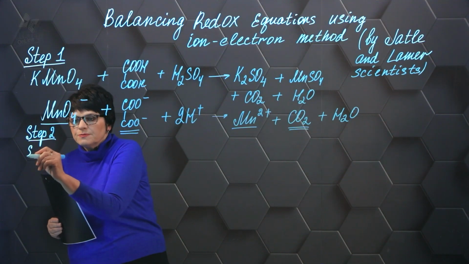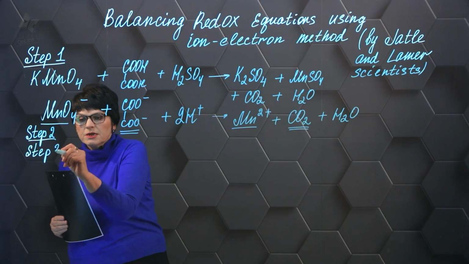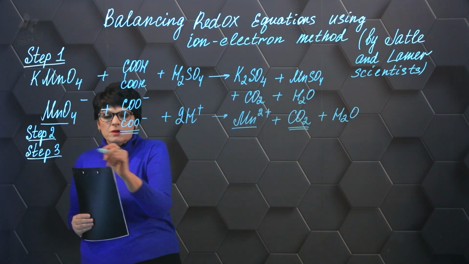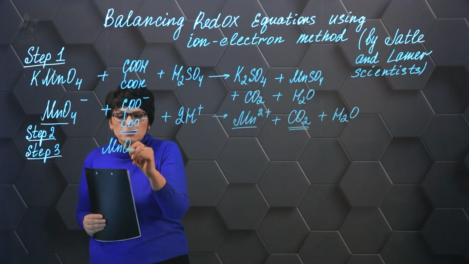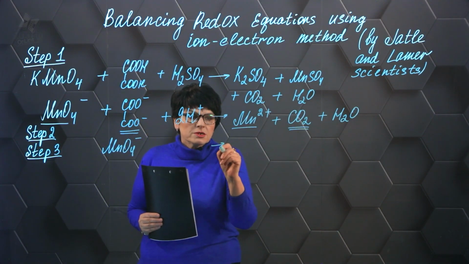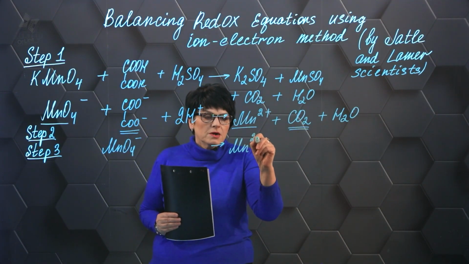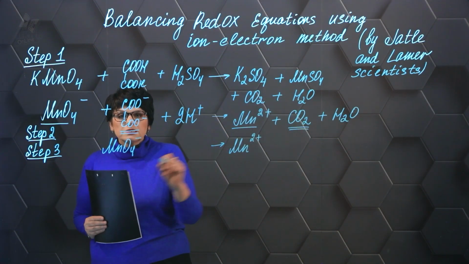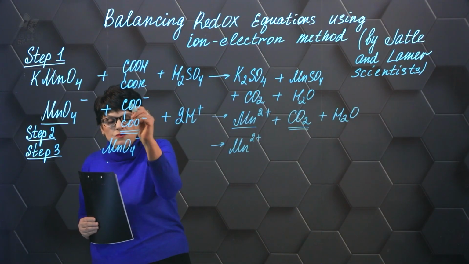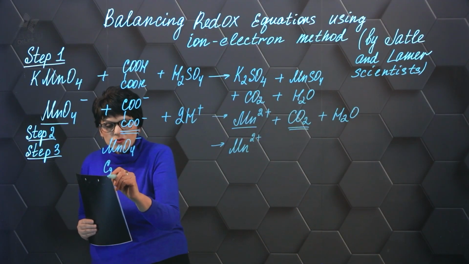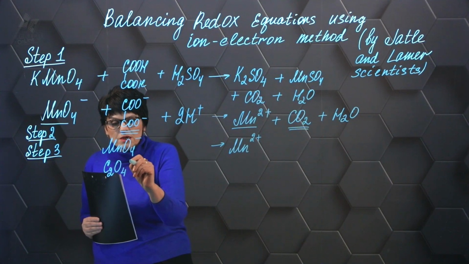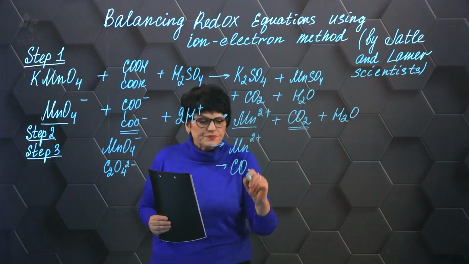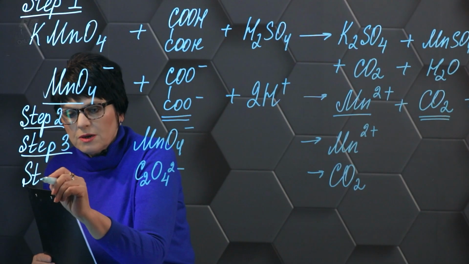Then step 3. We have to write down two equations for the half reactions. Let's write down the first equation for permanganate. Permanganate is converted to manganese ion Mn2+. This is the first equation of the half reaction. And the second equation is C2O4 turns into CO2. This then turns out to be step number 3. The next step that needs to be done.